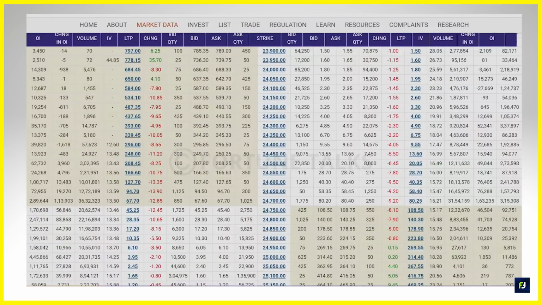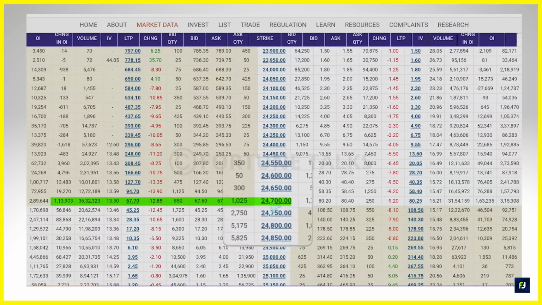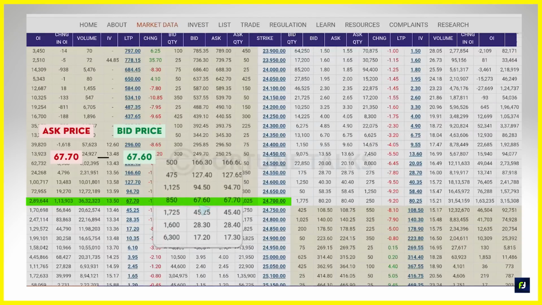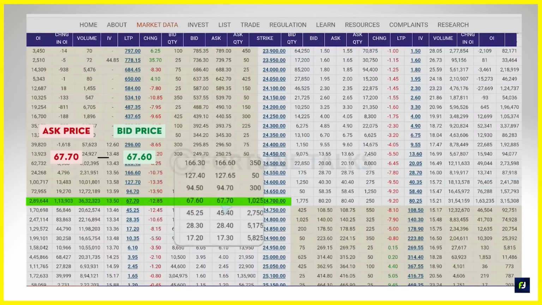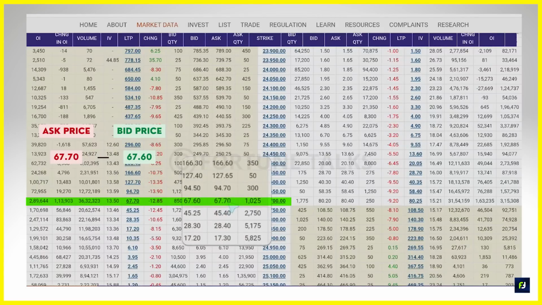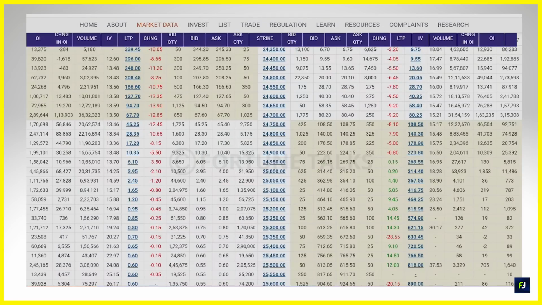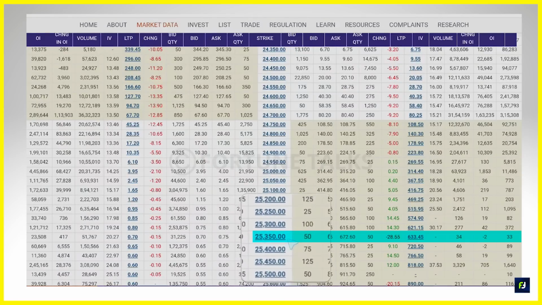Let's consider the Nifty 50 call option with the strike price of 24,700. The bid price is 67.60 and the ask price is 67.70 rupees. Here, the bid ask spread is 0.10 rupees. This can be considered a narrow spread because the difference between the bid price and the ask price is very tight. Now consider another strike price, say 25,350 PE.